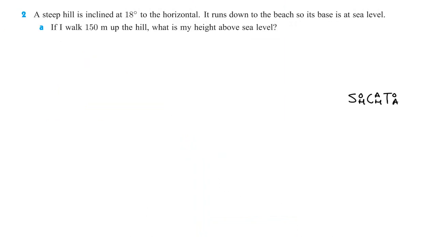Okay, next one to take a look at, number 2, a steep hill is inclined at 18 degrees to the horizontal. So let's just draw that right off the bat. So here's horizontal, and then here's our steep hill, and they're saying that this is 18 degrees to the horizontal. Okay, I know that doesn't look like it's terribly steep, but if you're walking up it, that's a pretty steep hill. It runs down to the beach, so its base is at sea level. So we're going to come down to the beach, and the beach is at sea level here.